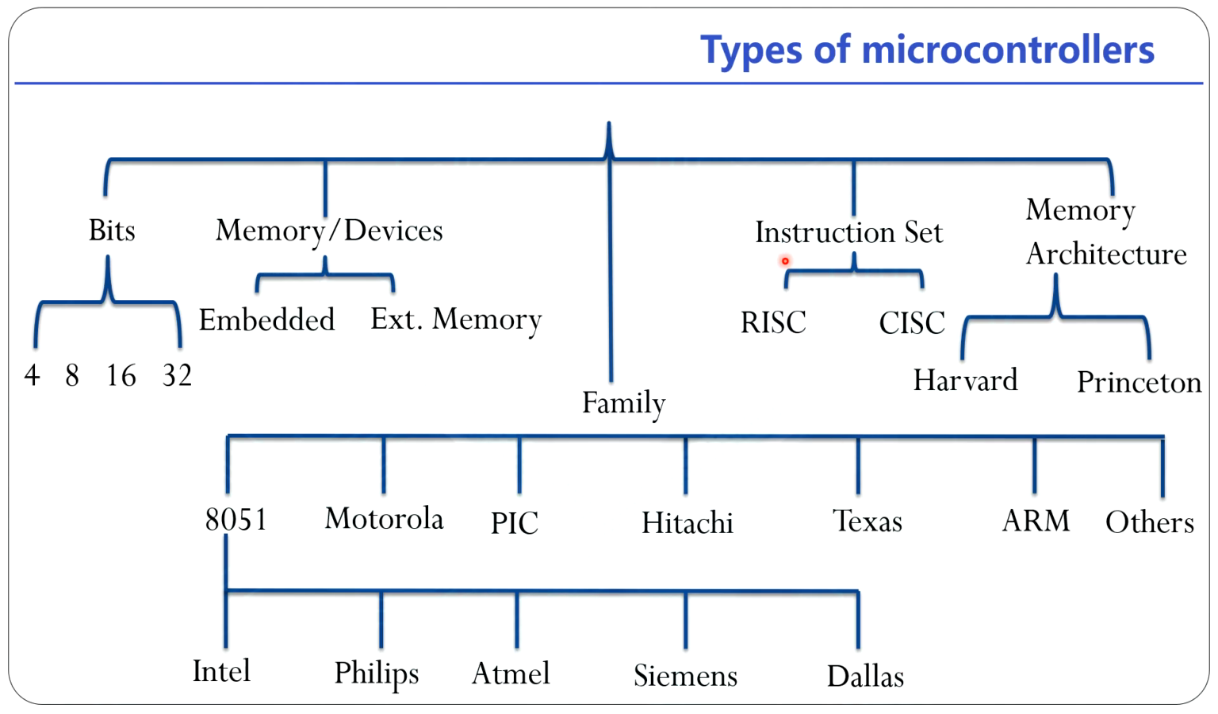In the instruction set, two types of instructions are available, RISC or CISC. RISC means reduced instruction set computer. CISC means complex instruction set computer. Two types of architecture are available in these controllers: first Harvard and Princeton. We will discuss them in detail in future slides.